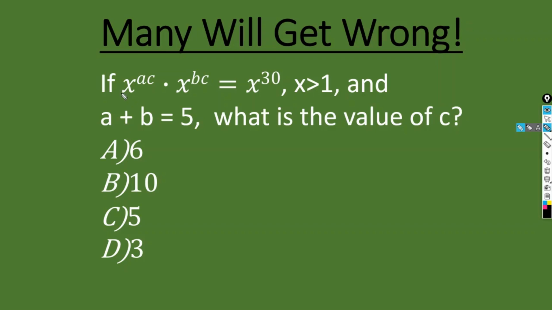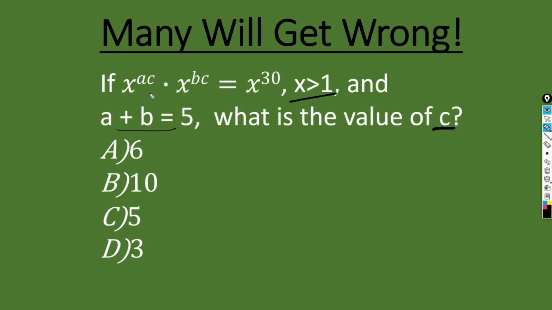So we have here this particular question. It says if x raised to power ac multiplied by x raised to power bc is equal to x raised to power 30, where x is greater than 1 and a plus b is equal to 5, what is the value of c? So we're looking for c here.